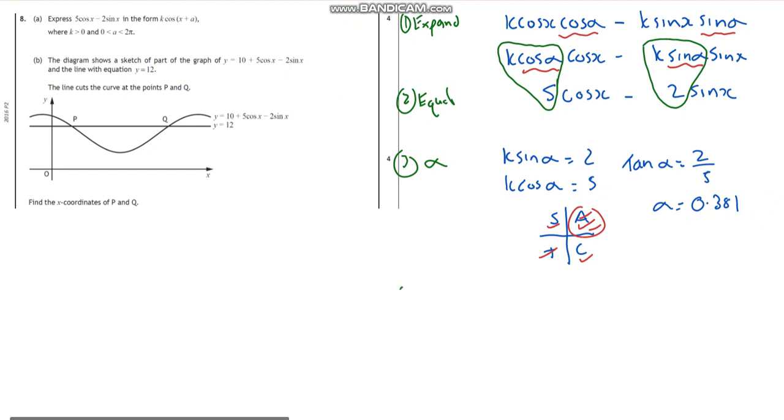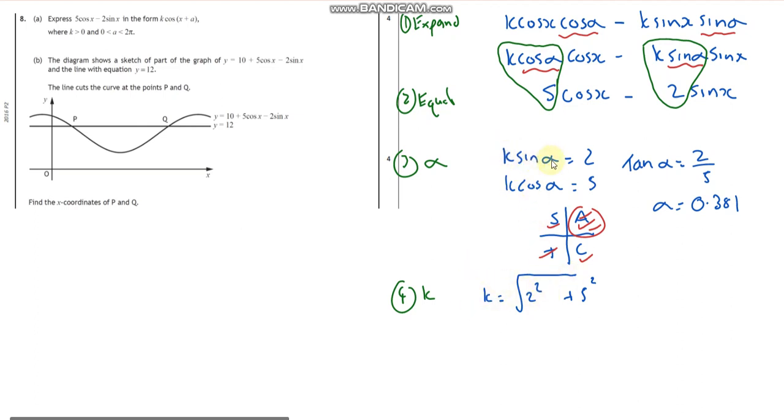Next thing I'm going to do, work out my k. And this is like your Pythagorean kind of calculation almost. So k is the square root of 2 squared plus 5 squared. Looks like Pythagoras, doesn't it? But it's just because if I was to square this and this, I'd be left with k squared, which is why I square root this to get k on its own.